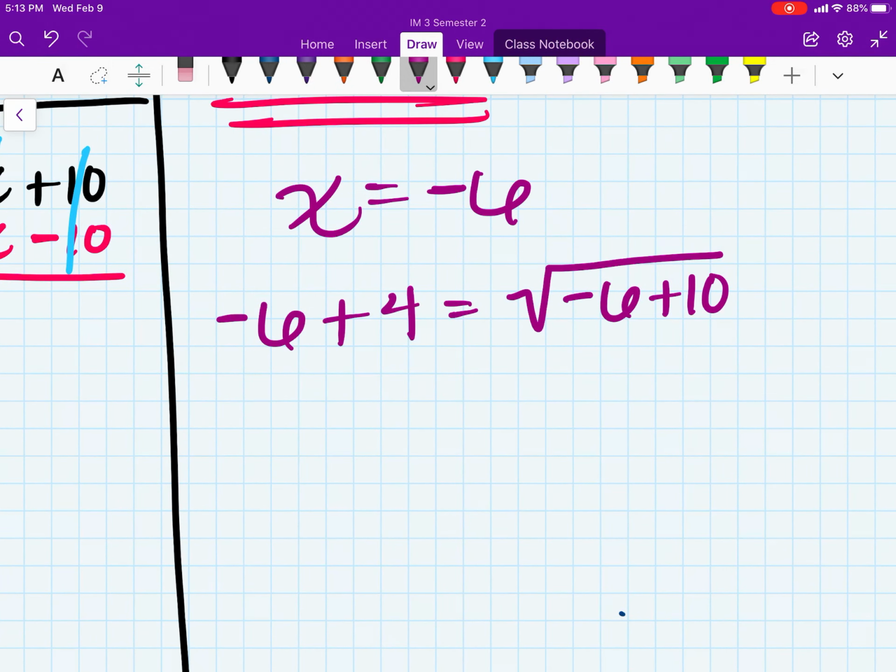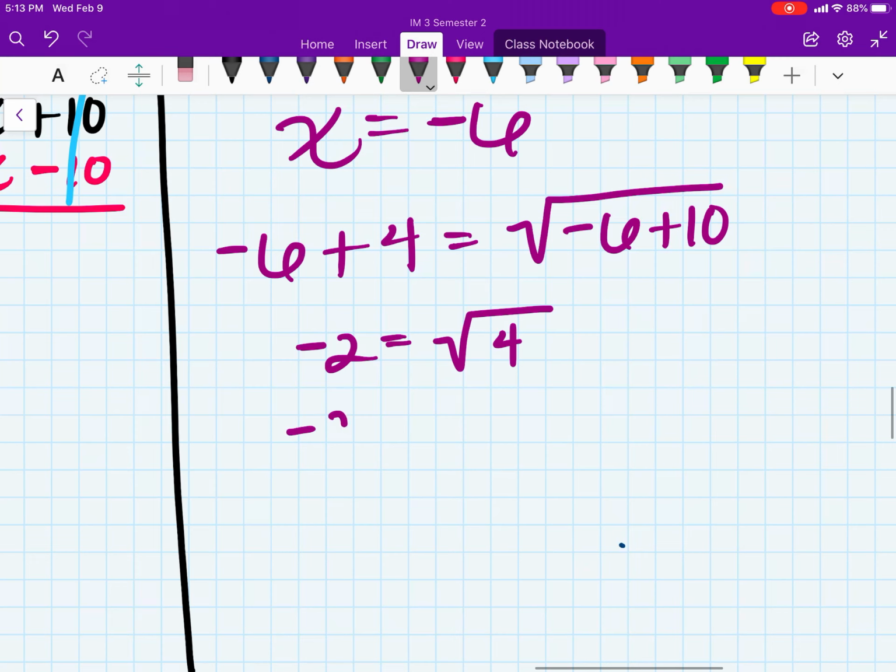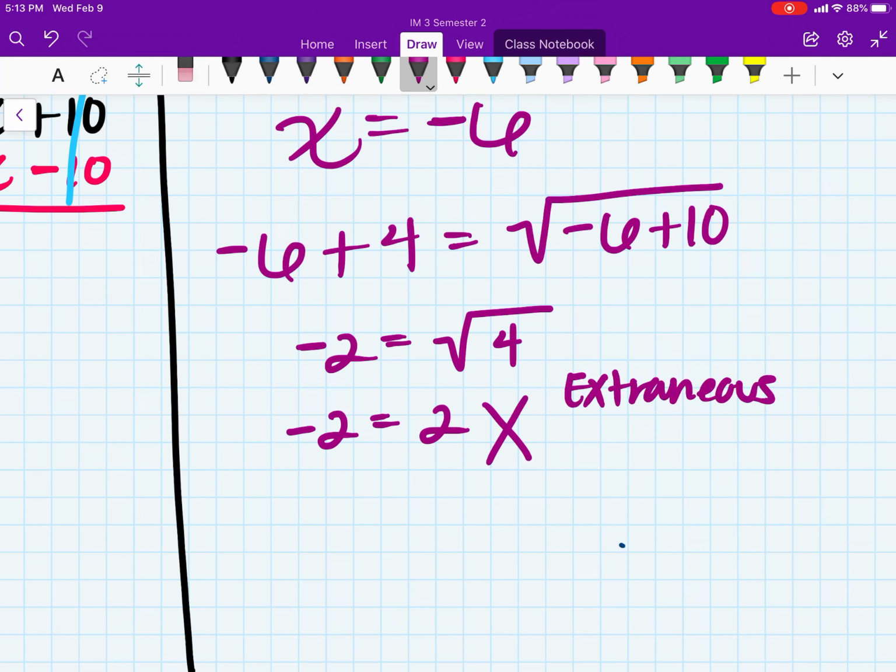In this case, guys, negative 6 plus 4 is going to be a negative 2. And then the square root of negative 6 plus 10 is actually 4. Now, square root of 4 in this case, guys, is going to be a 2. Question for you here is negative 2 equal to 2? Answer in this case is false. So this here would be considered an extraneous solution.